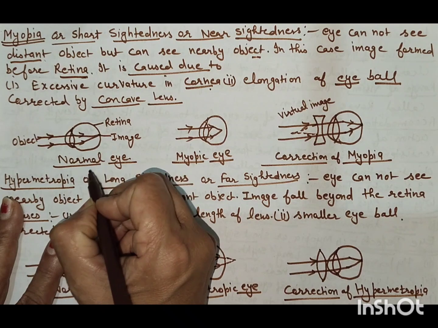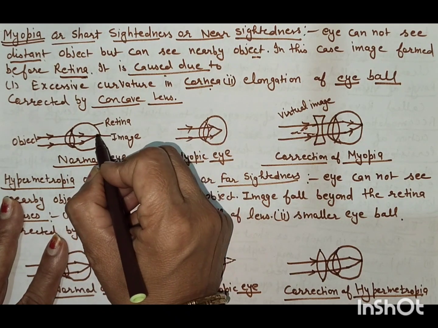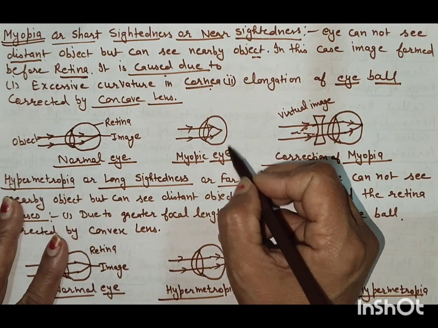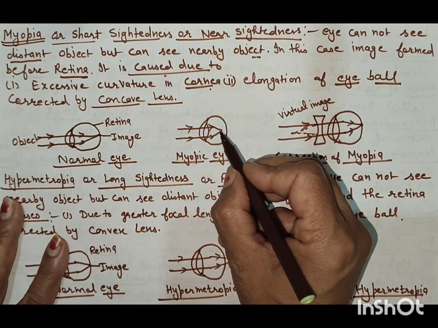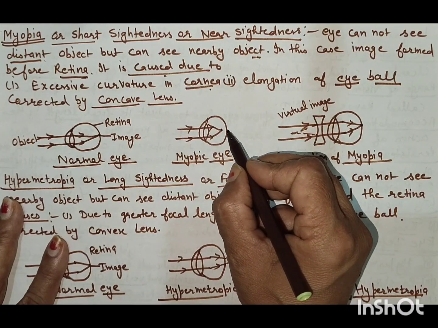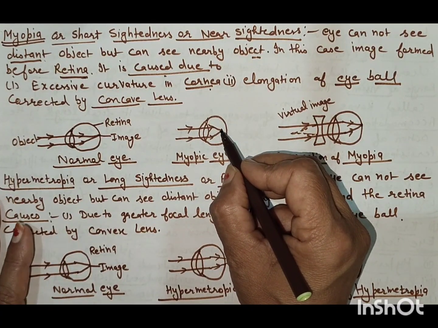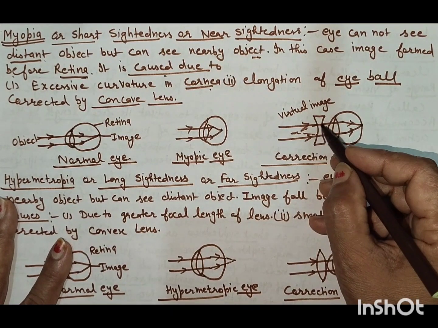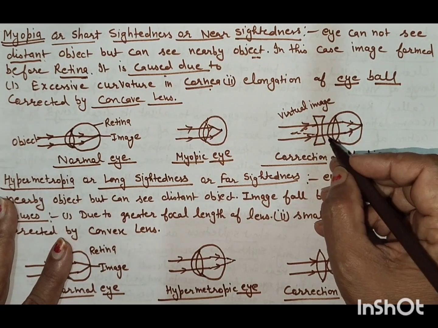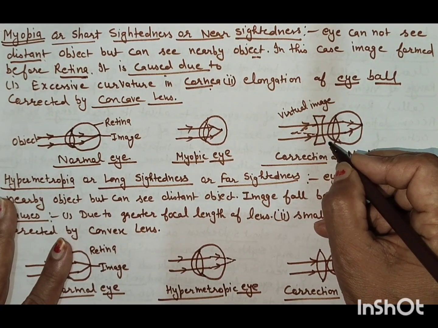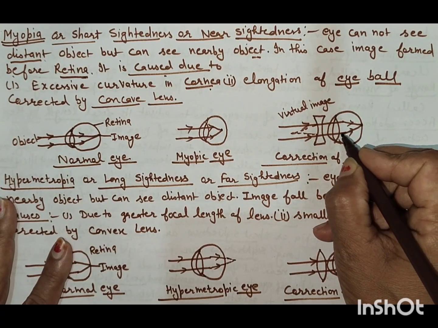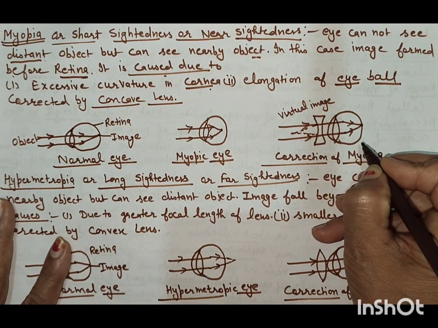This is the position of the normal eye where the image is formed on the retina. But in the myopic eye, the image is formed before the retina, not at the retina. And we can correct it by using the concave lens. When we use concave lens specs, we can correct this defect and the person can see clearly.